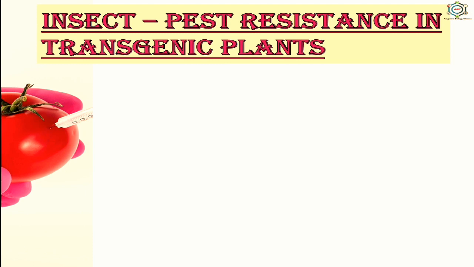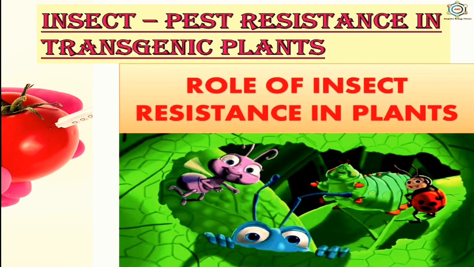Now, after this, insect pest resistance in transgenic plants. So, the day is not far off when our crop plants will resist all kinds of pests. Several such transgenic plants have been developed and many others are being experimented with in the laboratories. One such plant is Bt cotton, in which the Bt toxin has been used as a biological insecticide.